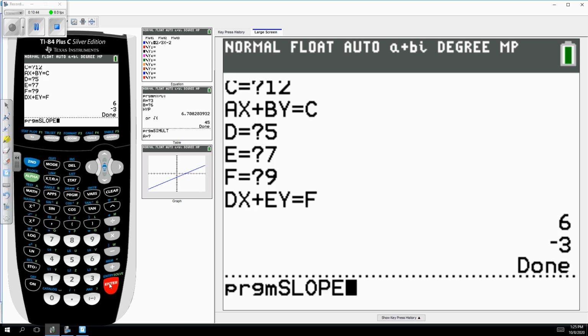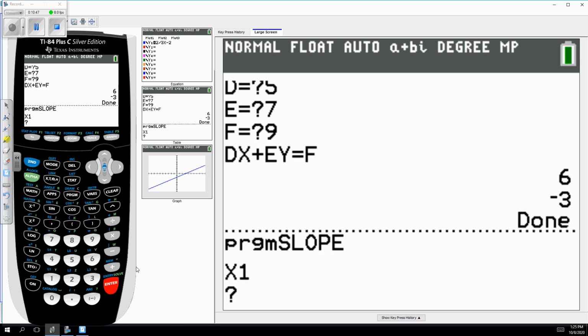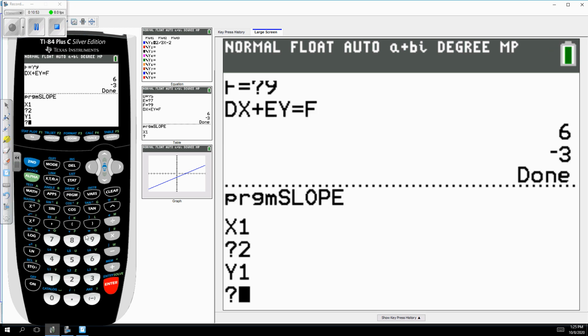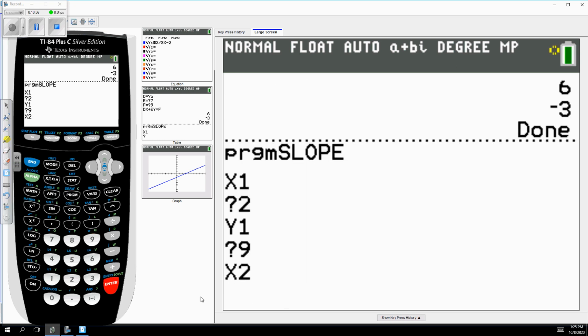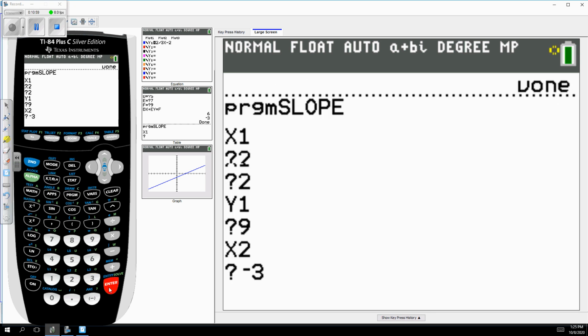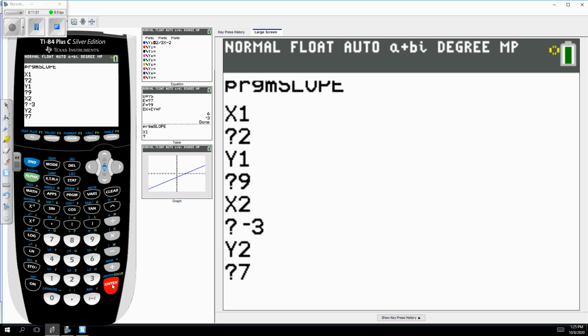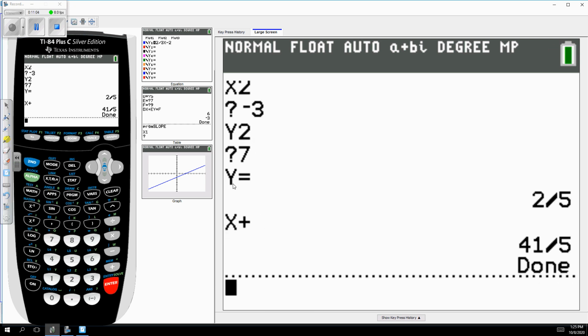Slope is a real popular one. It gives you the slope and the equation of a line. So say you have an ordered pair 2, 9, and another ordered pair -3, 7. It finds the slope, and y equals mx plus b. The slope would be the number next to the x, which is 2/5. Okay, that's a quick run through of the programs. You'll certainly get more when you do the class, but that's just an introduction to what they can do.